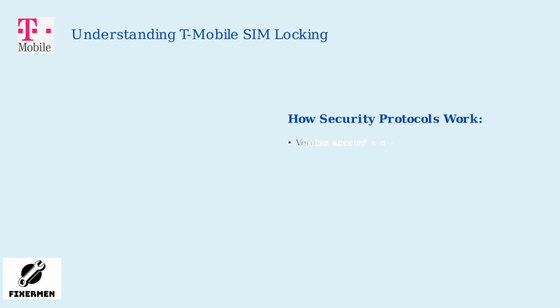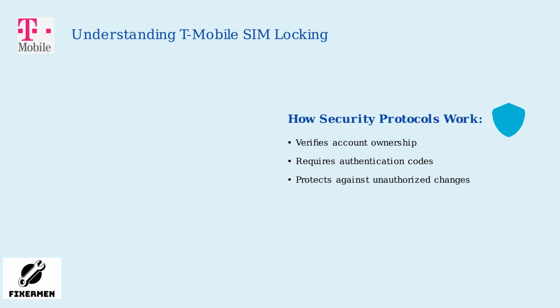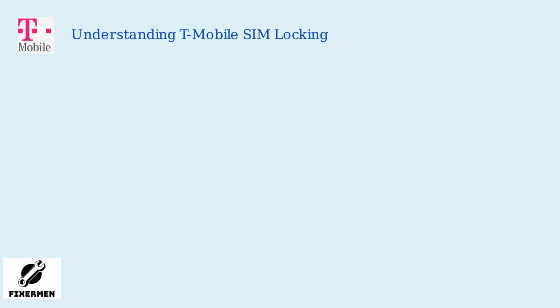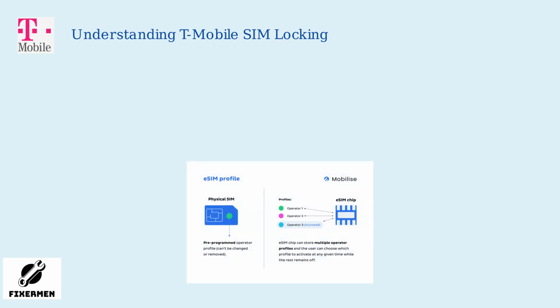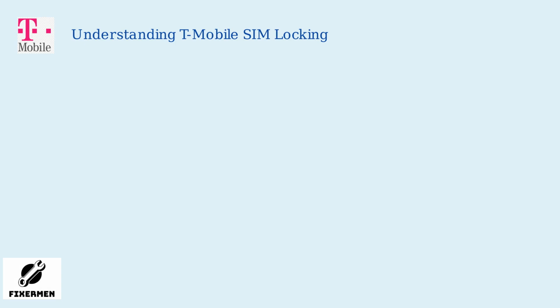T-Mobile's security protocols work by implementing multiple layers of verification to ensure only authorized users can access or modify SIM settings. The difference between physical SIM cards and eSIM profiles affects how locking works, with eSIMs offering more flexibility and fewer issues. Understanding these causes and security measures helps you take the first step toward resolving SIM locking issues and protecting your account.